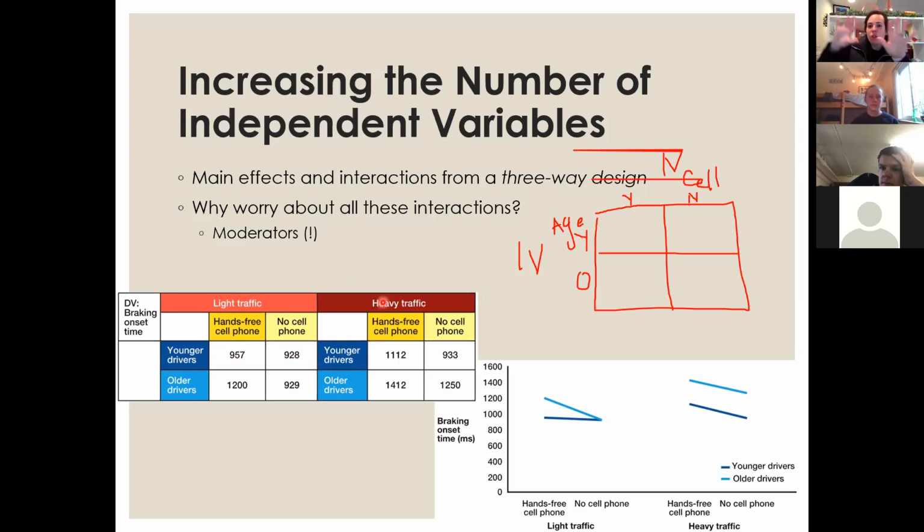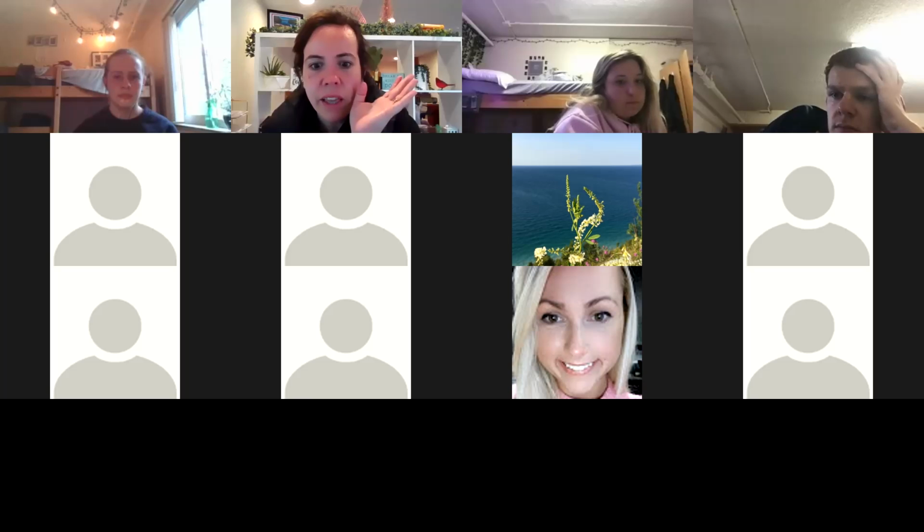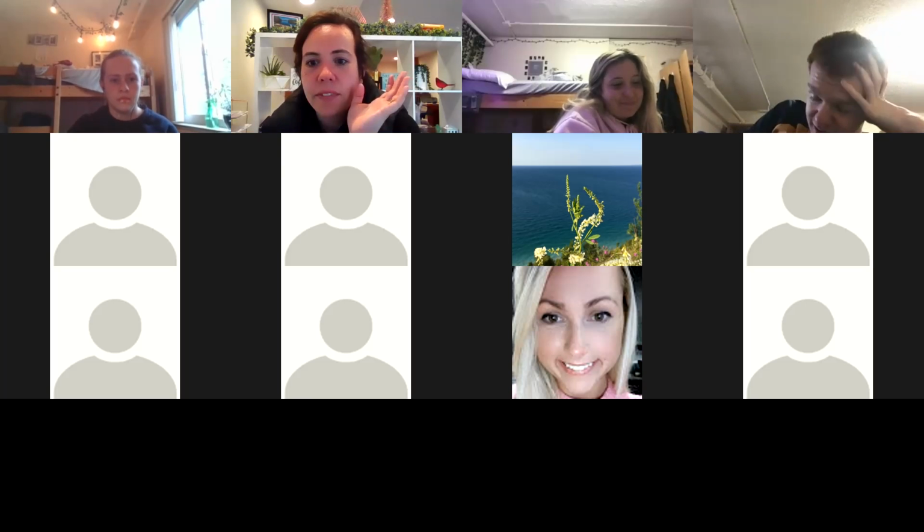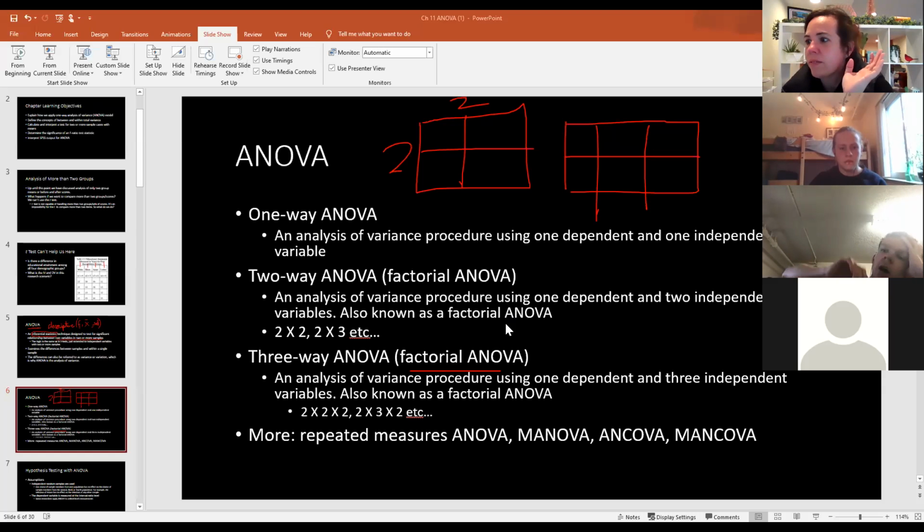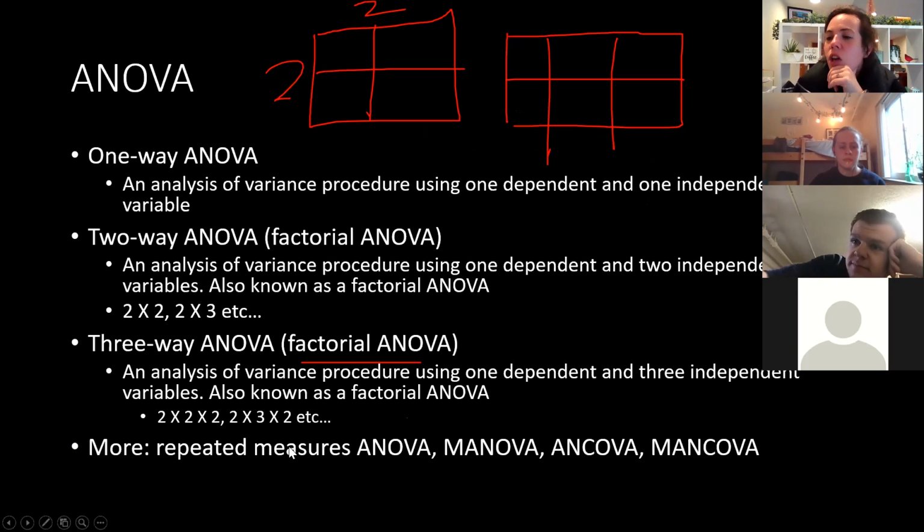So again, you're looking at multiple variables at a time. I just thought it would be helpful to see an example. All right, let's go back to our actual lecture, which is not here. It is right here. Okay. So that's the three-way ANOVA.